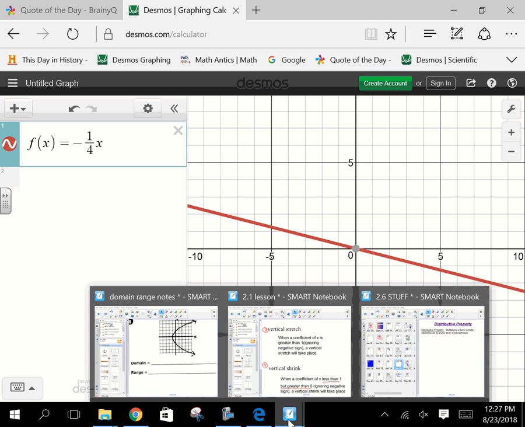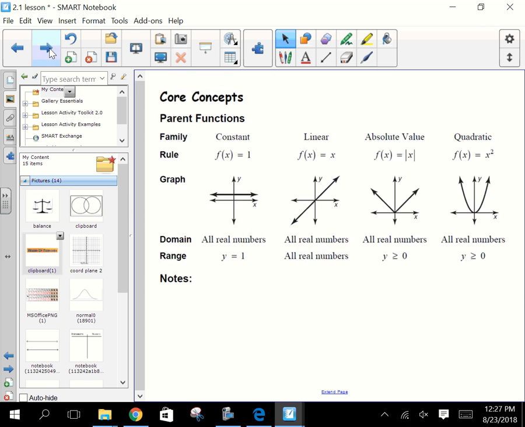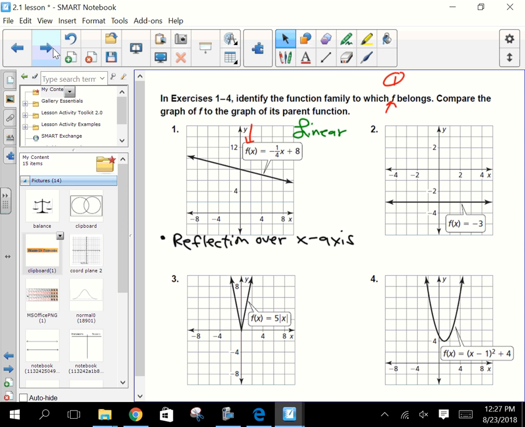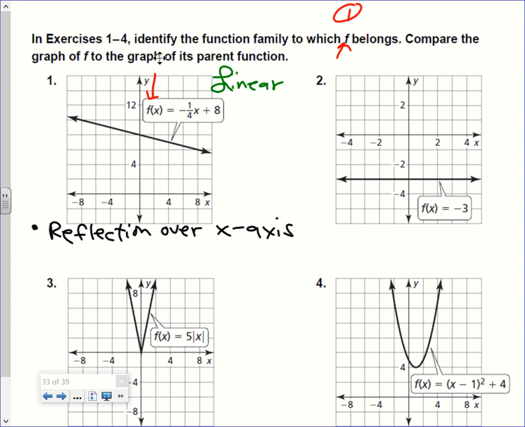Number 1, we already have a reflection. The second thing now is, put another bullet, vertical shrink. Because of the 1/4 coefficient. Vertical shrink.